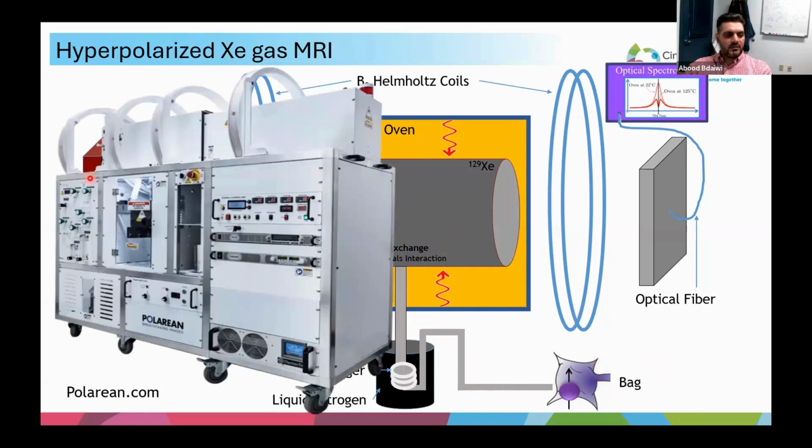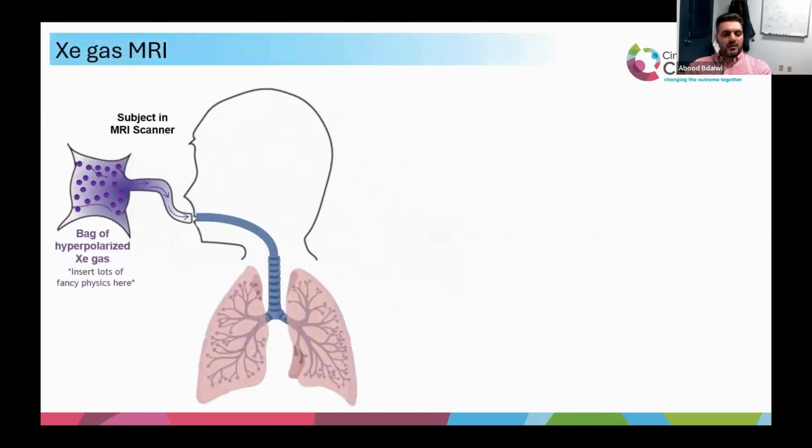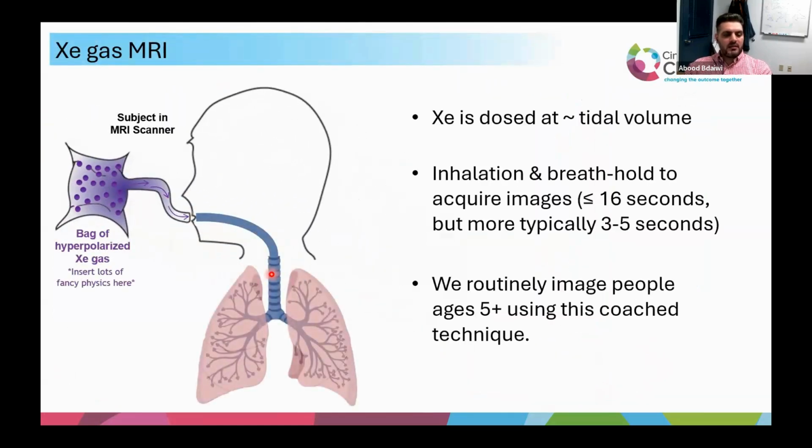This process can now be done using a commercial device by Polarian. So once we deliver the xenon bag inside the MR suite to the patient, they would inhale it, and we can do a couple of things with it. Usually we dose the patient around the tidal volume within a less than 16-second breath hold, and typically we can image people 5 years and older.